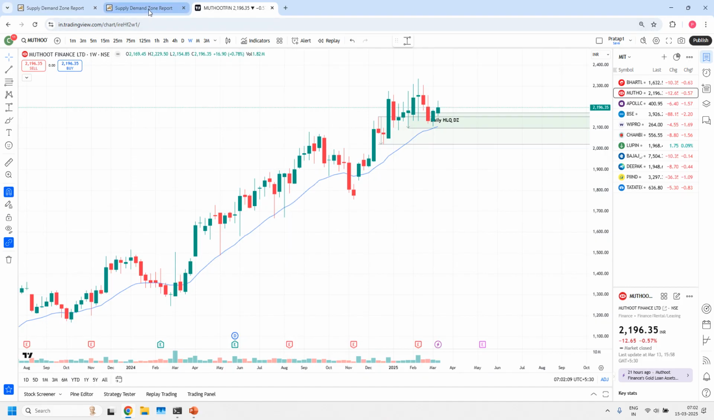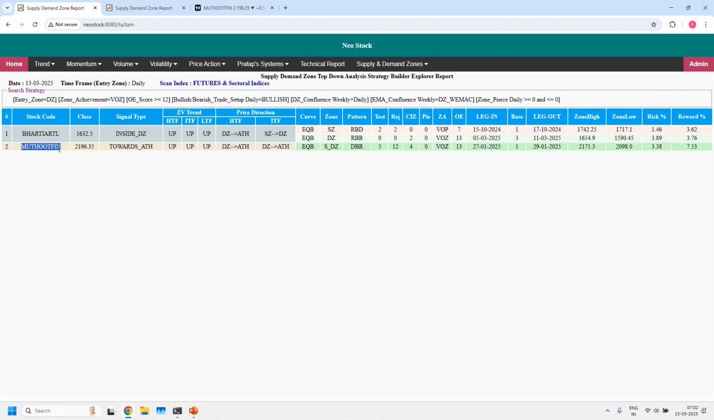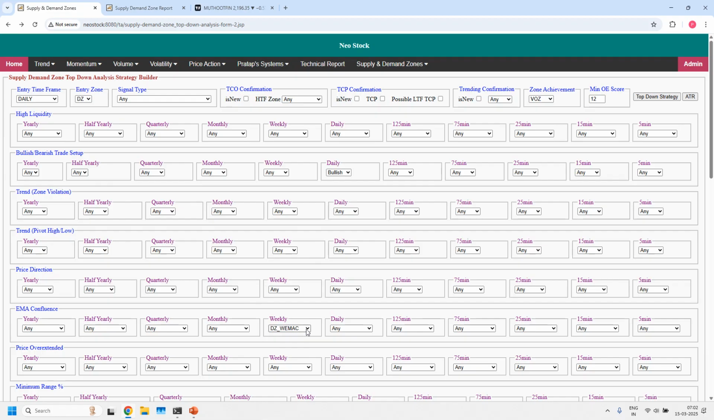So how to find them? Very simple. Again go back to our software, going to the strategy builder. Now I am removing this weekly EMA filter because it is ITF specific. Now our focus is on HTF also: LTF, ITF and HTF. Later the EMA is HTF EMA, not ITF EMA. That's why I removed the ITF EMA filter.